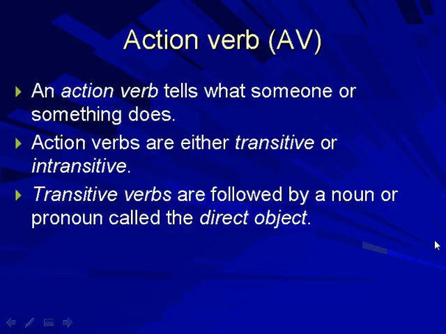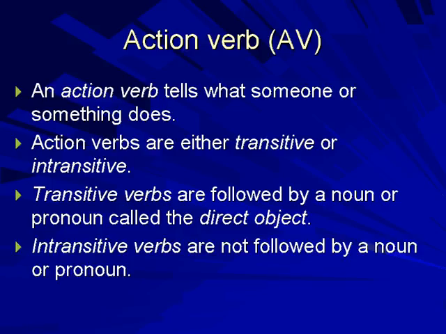What is a transitive verb? Well, a transitive verb is followed by a noun or a pronoun called the direct object. I repeat, a transitive verb is followed by a noun or pronoun called the direct object. And that is in contrast to an intransitive verb, which is not followed by a noun or a pronoun. Well, let's see our example here.